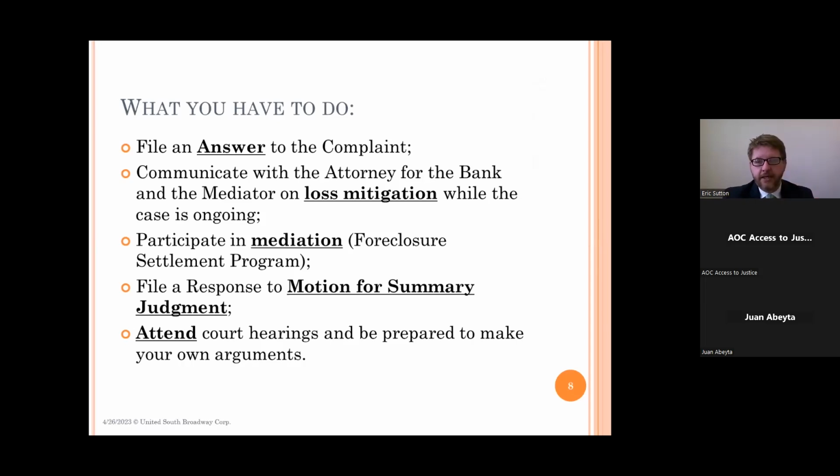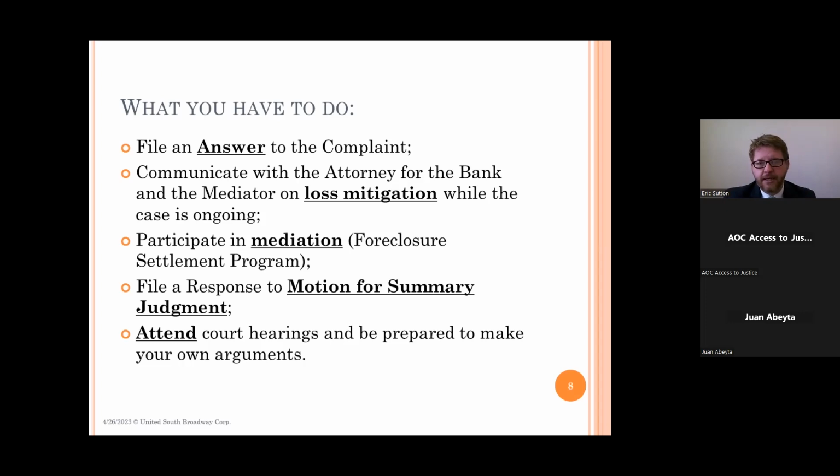And generally speaking, you're going to want to communicate with the attorney for the bank and a mediator if there's mediation going on, about loss mitigation, which is the general term for figuring out settlements with the bank, such as loan modification or reinstatement, something along those lines. If there is mediation, be sure to participate in that.